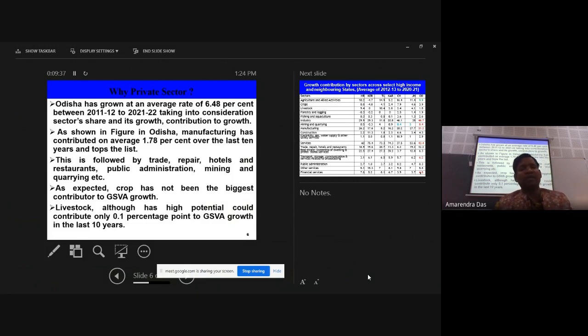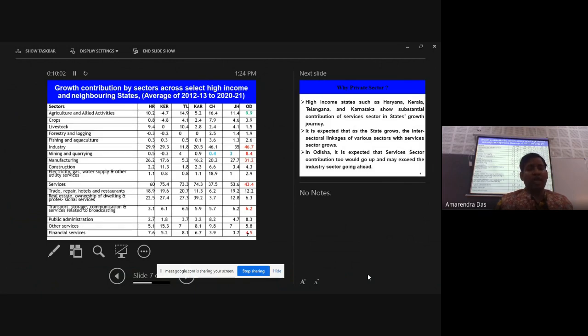As shown from the data, the manufacturing sector has contributed on average 1.78% for the last 10 years. This is followed by trade, repair, hotels and restaurants. As expected, crop has not been the biggest contributor of gross value added growth. Livestock, though it has high potential, could have contributed only 0.1% to the agriculture sector. So more investment should be given to agriculture and allied activities from the point of view of private investment, because there is an opportunity that in allied agriculture activities, FDI can come and perform well.